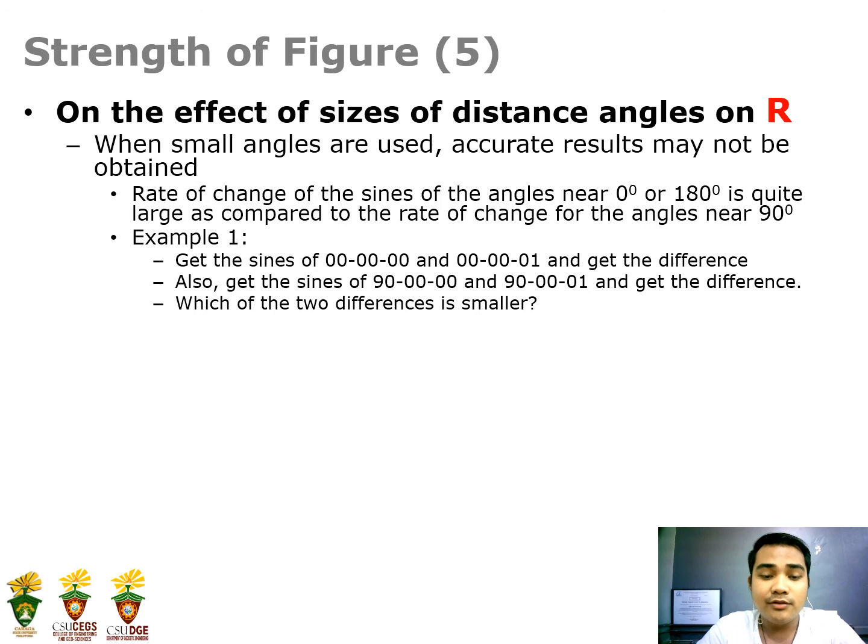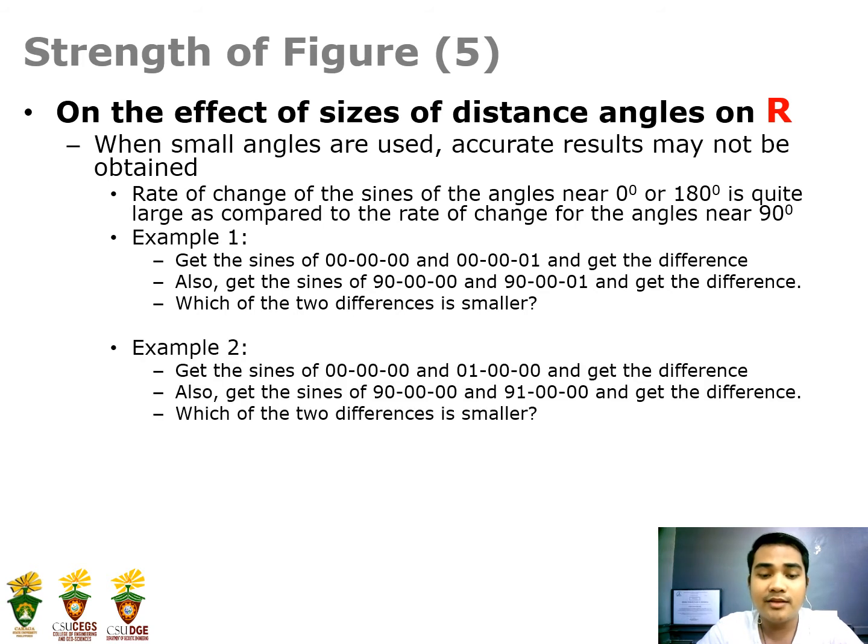Example number 1. You get the sine of 0 degrees and 1 second, and get their difference. Also, you get the sine of 90 degrees and of 90 degrees and 1 second, and also get their difference. Then you compare them to see which is the smallest of the differences, whether 1 second near 0 degrees or 1 second near 90 degrees.